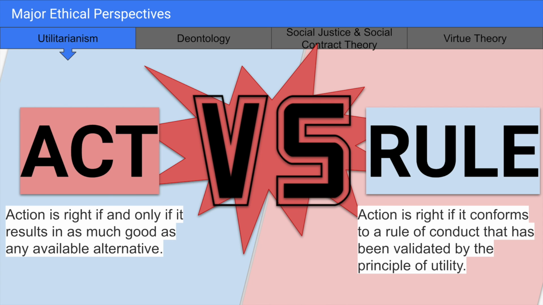Critics of act utilitarianism say that it is too difficult to quantify or measure what is good, and they also say that this perspective ignores other morally relevant considerations like human rights, justice, and the distribution of the good. Jeremy Bentham's famous saying illustrates act utilitarianism well: the greatest happiness of the greatest number. That is the measure of right and wrong.